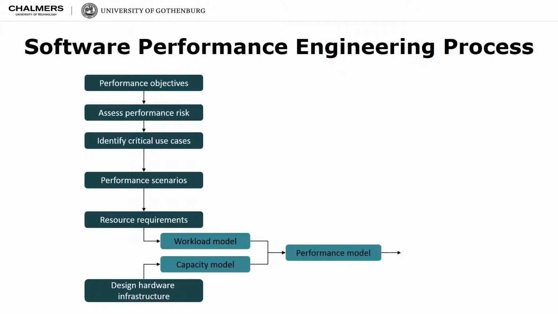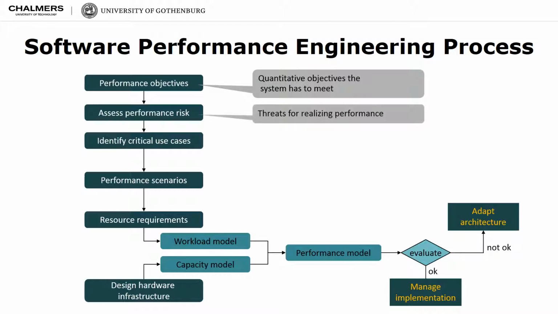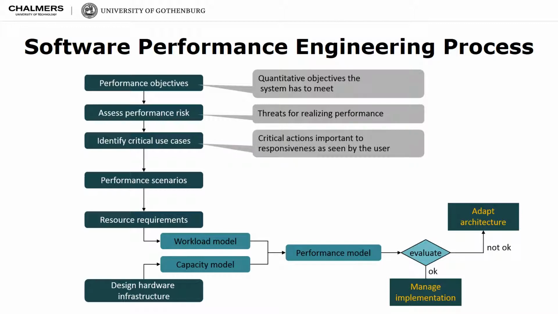1. The first step is to establish the performance objectives of the system. The next step is to identify threats for achieving the performance objectives. Next, we identify which use cases are most critical to the performance of the system. And 4, based on the use cases, we create performance scenarios. This involves estimating how often each of the use cases happens.